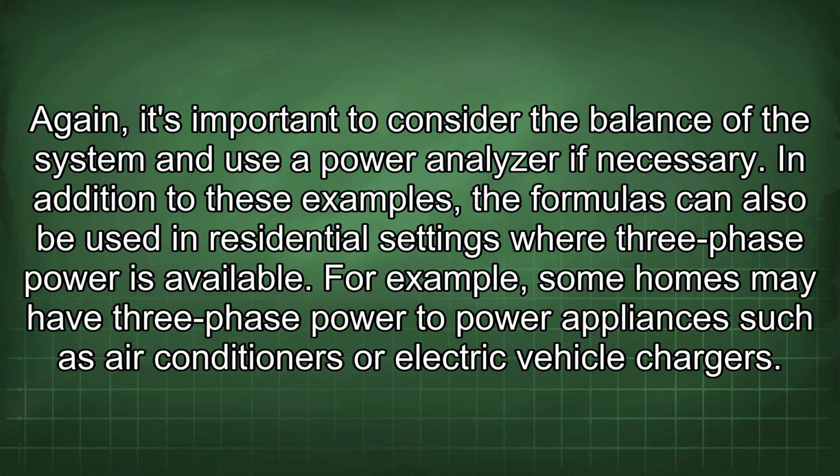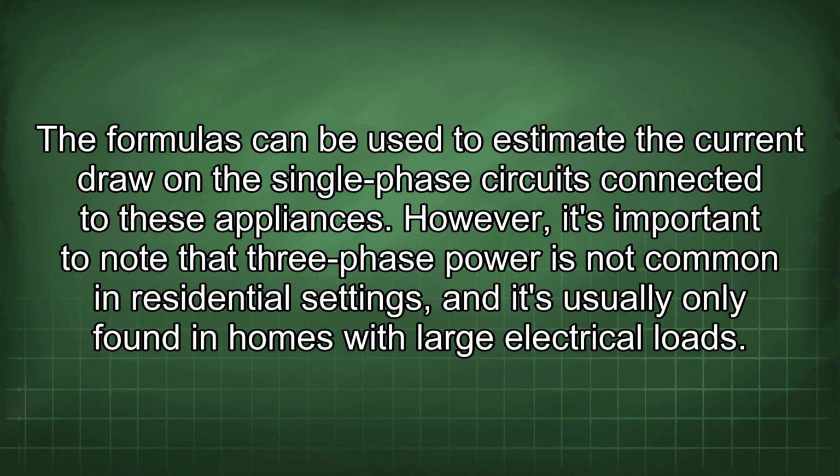In addition to these examples, the formulas can also be used in residential settings where three-phase power is available. For example, some homes may have three-phase power to power appliances such as air conditioners or electric vehicle chargers. The formulas can be used to estimate the current draw on the single-phase circuits connected to these appliances. However, it's important to note that three-phase power is not common in residential settings, and it's usually only found in homes with large electrical loads.